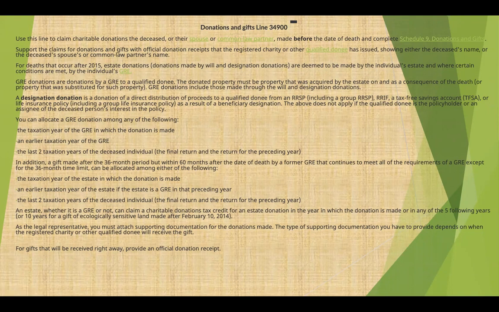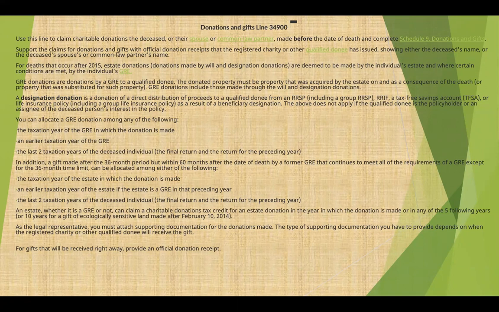Today we are continuing on our charitable organization, the donation and gift, line 34900. So use this line to claim a charitable donation for a deceased spouse or common-law partner before the date of death and complete Schedule 9, Donation and Gift. And you support the claim for donation and gift with official donation receipts that the registered charity issued, showing either the deceased's name or the deceased's spouse or common-law partner.